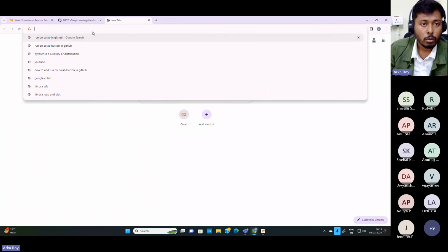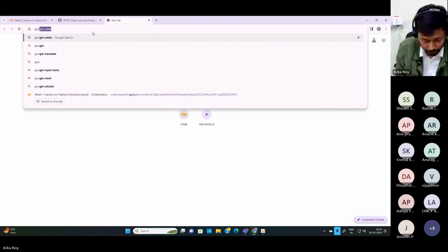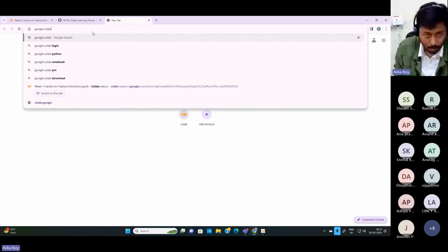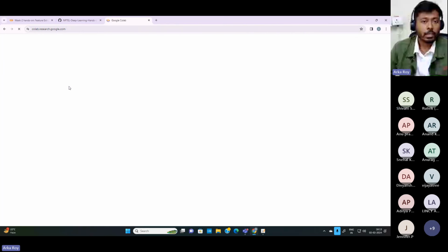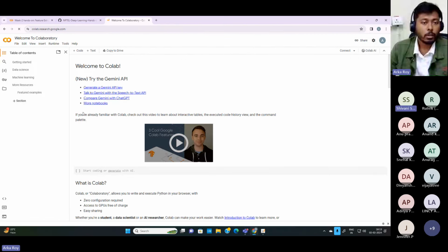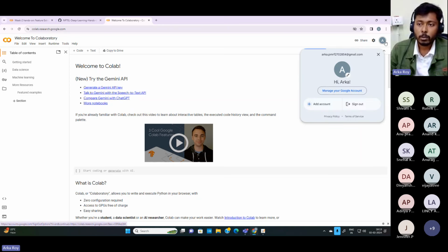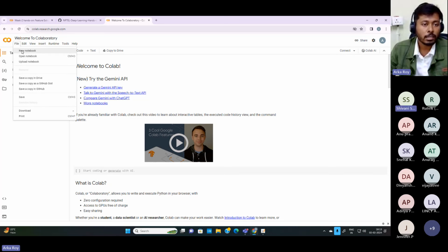You can search Google Colab on the web. If you hit the first link, it will take you to a console panel like this. First of all, you have to sign in with your Gmail account. Then on the left-hand side, on the top taskbar, you can see that you can start with a new notebook.